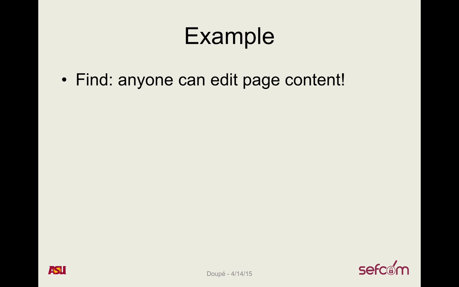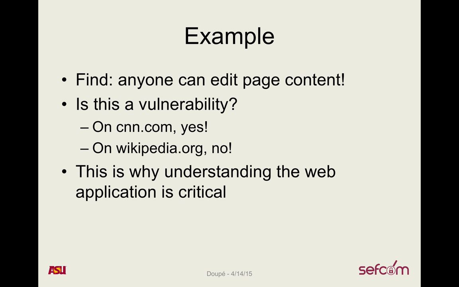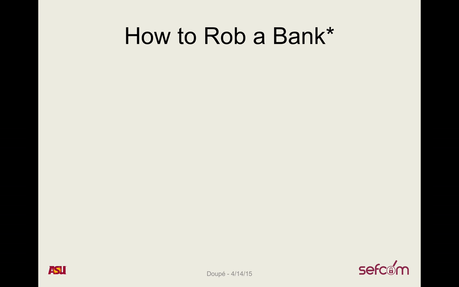It sounds really bad. If it's CNN.com and I can, just sitting here, edit the homepage of CNN.com, that sounds like a very serious vulnerability. But that is the entire point of Wikipedia, that random arbitrary people can edit contents on a page, right? And so this shows that understanding what the web application is supposed to do is critical to finding these vulnerabilities.